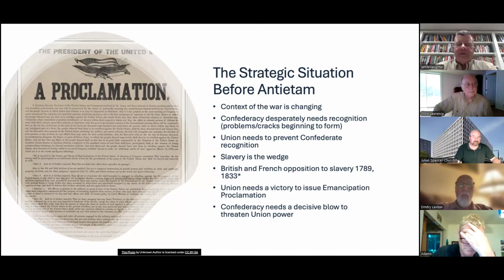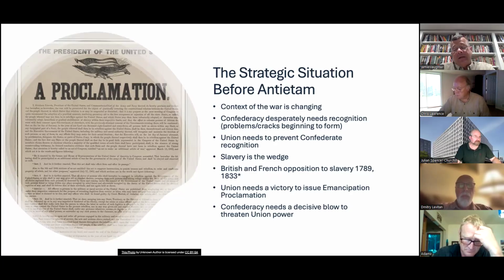The Union desperately needs to prevent Confederate recognition. And by the time we get to the summer of 1862, Lincoln is really looking at, okay, slavery is going to be the wedge that will do that. Now, if you look at Union recruiting posters at the beginning of the Civil War in 1861, the posters all say basically the same thing. Join the fight and preserve the Union. The Union goal in '61 is to preserve the Union, with slavery as a consideration, but a secondary consideration.